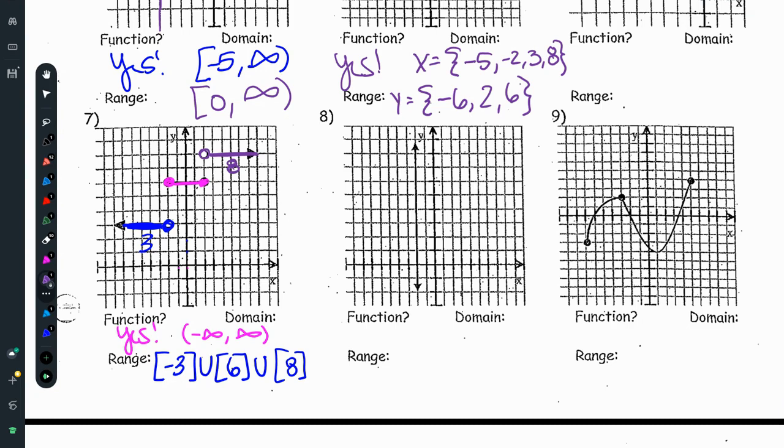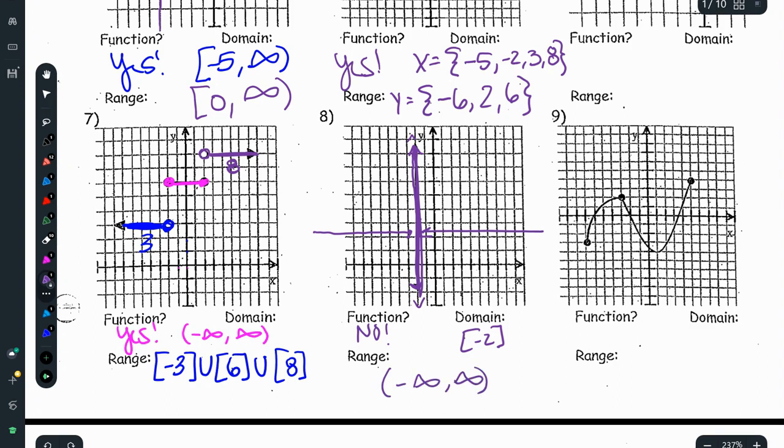Here's another sneaky one in number 8. So it's a vertical line. So is it a function? No, because a vertical line fails the vertical line test. For the domain, I only have one number, right? Because I just go straight up and down right here, so there's only one x value. So we just put negative 2 in a bracket and we're done. Okay, because the only x value represented is negative 2. And then the range, we have an arrow going down and an arrow going up, so the range is negative infinity to infinity.